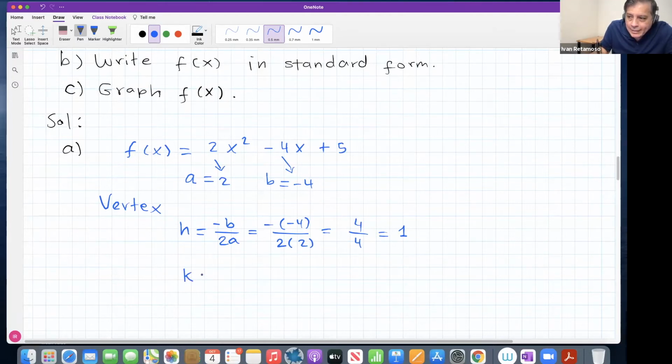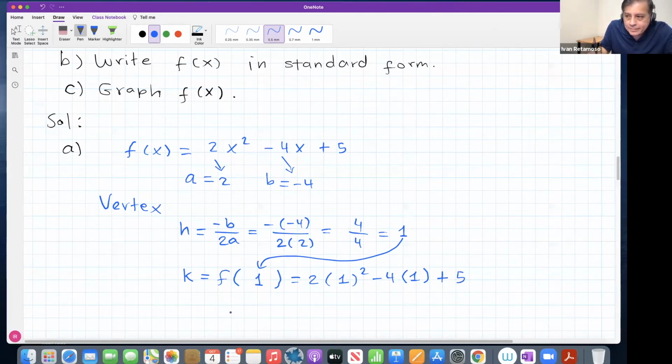How can I find k? Remember, k is what you get when you plug the h that you found into your quadratic function, right? So this is going to be twice 1 squared minus 4 times 1 plus 5. Remember, x is just a placeholder. So 1 times 2 is 2, minus 4 is minus 2, minus 2 plus 5 is just 3. So first coordinate h is 1, second coordinate of the vertex k is 3.